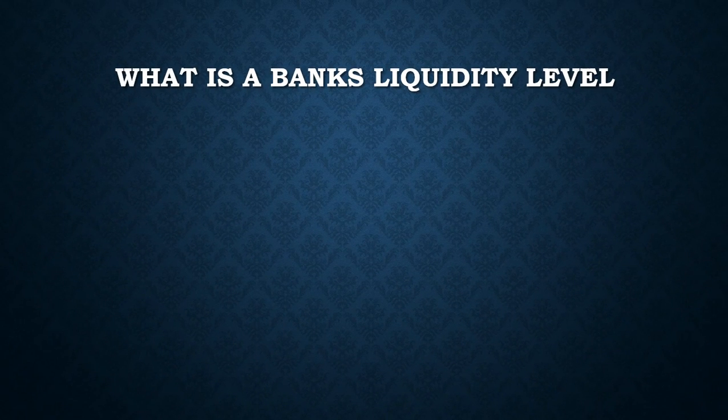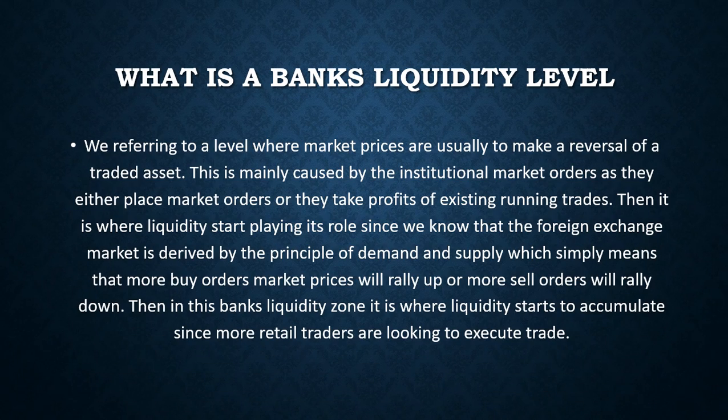So before we get deep, we have to understand what a bank's liquidity level is. This is usually a zone where the market price makes a big reversal, and this big reversal is sponsored by institutional market orders as they place trades or take profits on existing trades. When we talk about institutions, we're referring to the banks. Then it's where liquidity starts playing its role, because retail traders will also be setting their pending orders or stop losses on this zone.